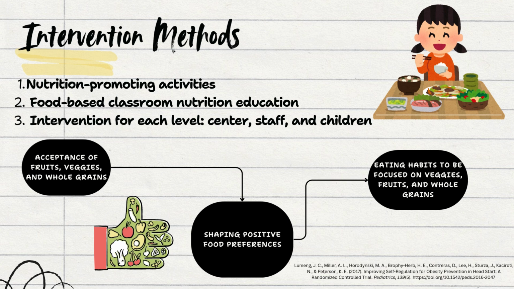Throughout these intervention methods, the main focus was to increase the acceptance of fruits, vegetables, and whole grains to help shape positive food preferences and encourage eating habits that focused on vegetables, fruits, and whole grains, steering children away from ultra-processed foods and sugar-sweetened beverages.